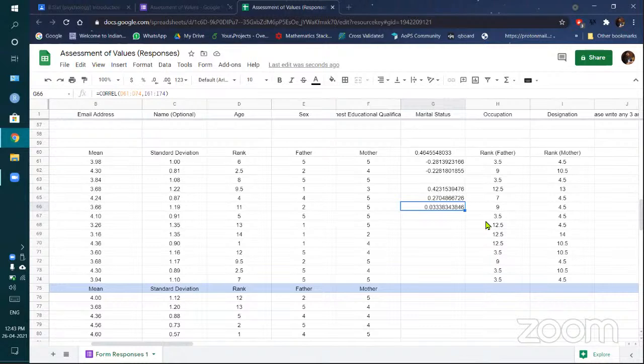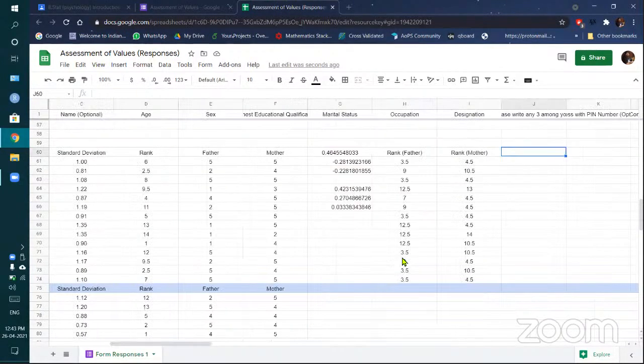Okay, now you can do one analysis. You write down J60. You go to J60. Just write down difference, DIFF. But D square. Then you write down equal to 3.5. Just click 3.5.